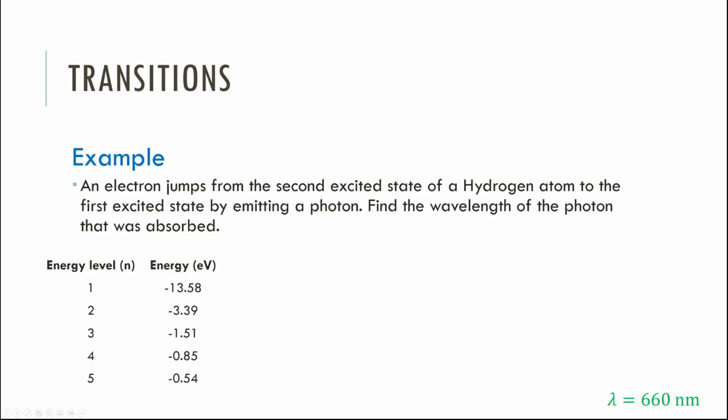All right, so let's do an example to illustrate. Let's say I have an electron jumping from the second excited state of the hydrogen atom to the first excited state by emitting a photon. We're going to find the wavelength of the photon that was emitted, because we're dropping down. So find the wavelength of the photon that was emitted.